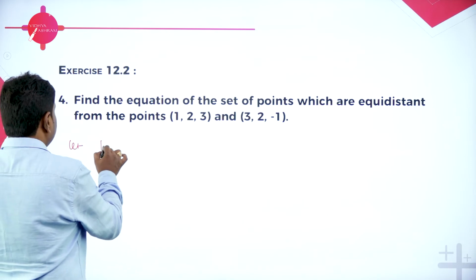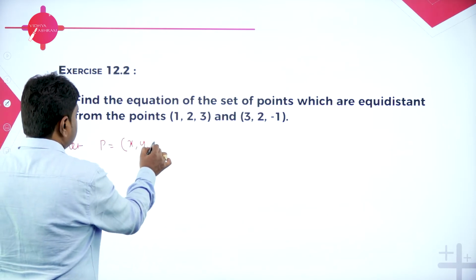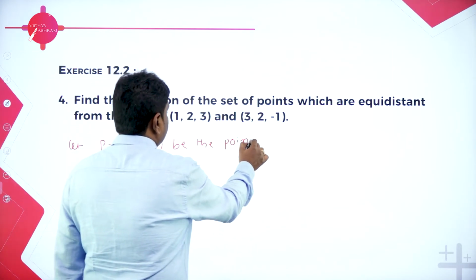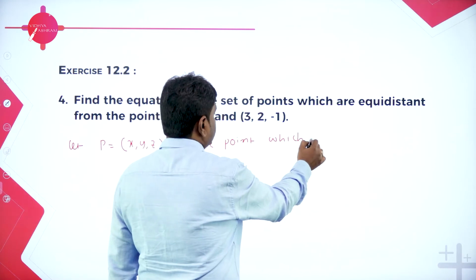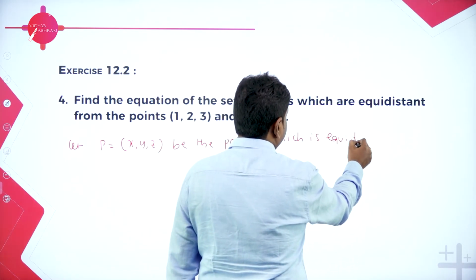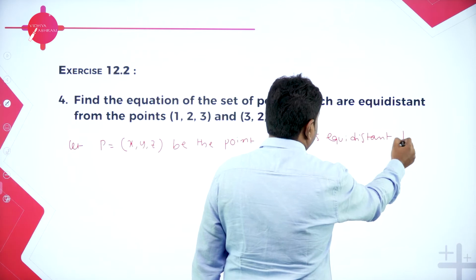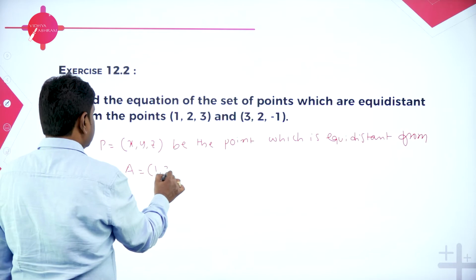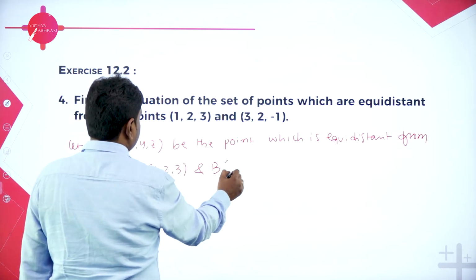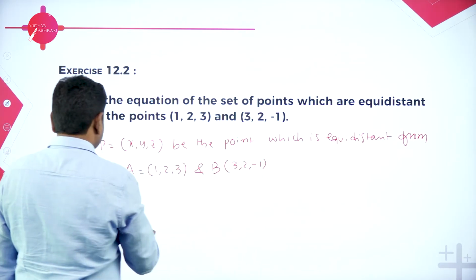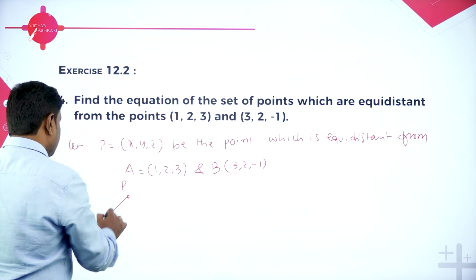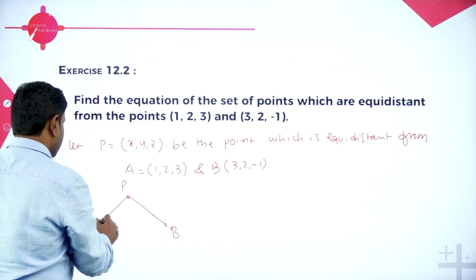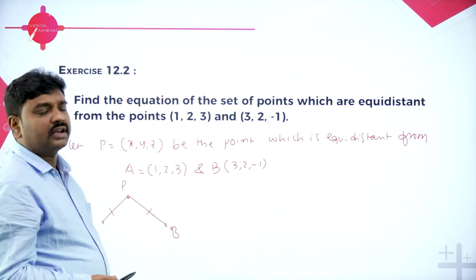Let P equal to x, y, z be the point which is equidistant from 2 points A (1, 2, 3) and B (3, 2, -1). So means simple, if this is P, this is A and this is B, PA and PB are equal. They give PA and PB are what? Equal. This is the condition.